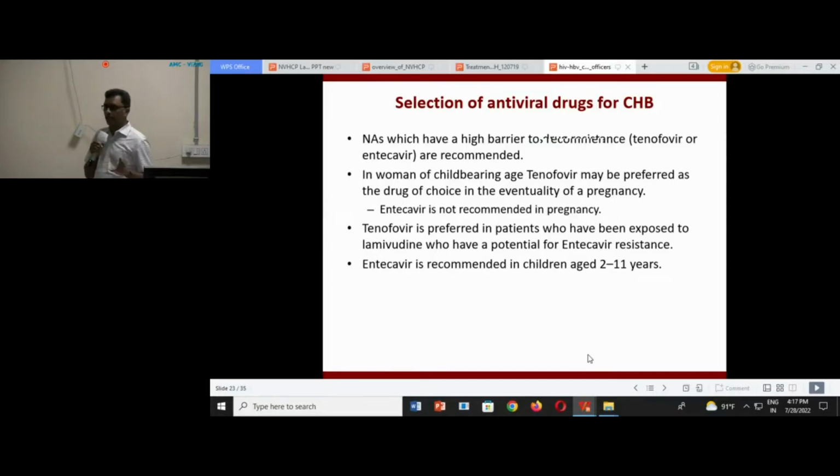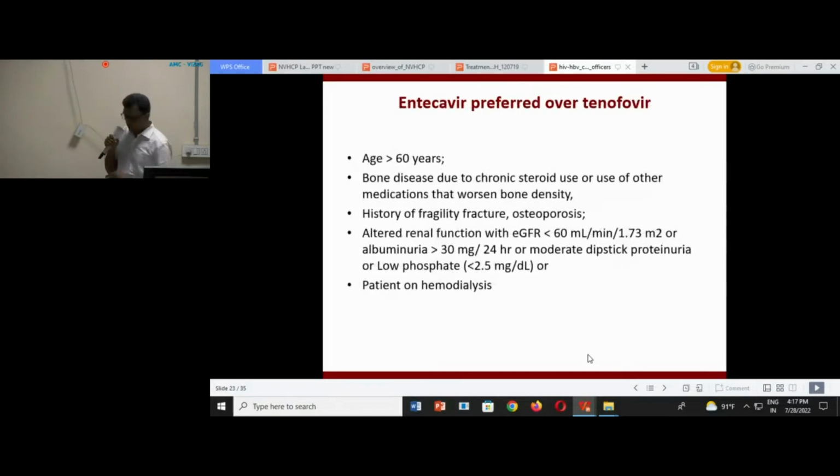Lot of studies are there in HIV. From the HIV studies, they contemplated this. So in pregnancy, tenofovir is the choice of drug. And when we come to entecavir, it can be given even in children, safe when compared with tenofovir. And whenever there is a tenofovir resistance or any problem with tenofovir usage, like bone density, then entecavir is given, right?